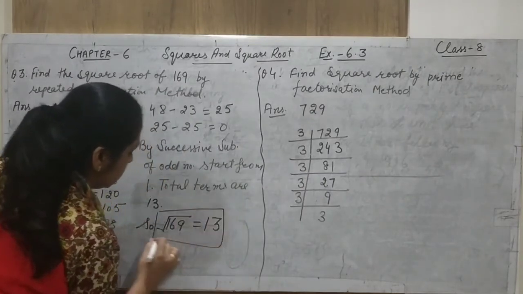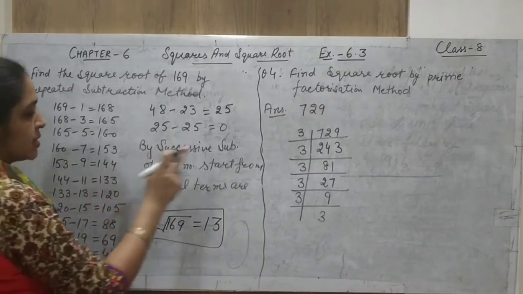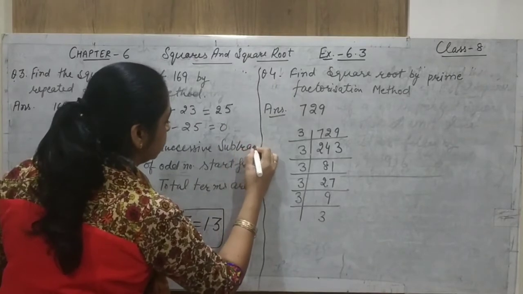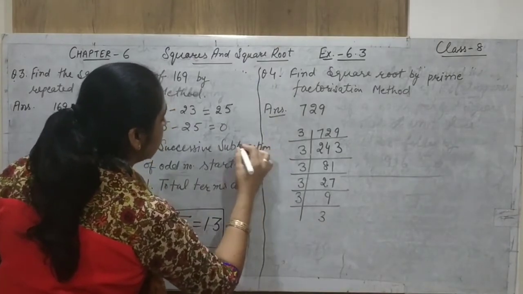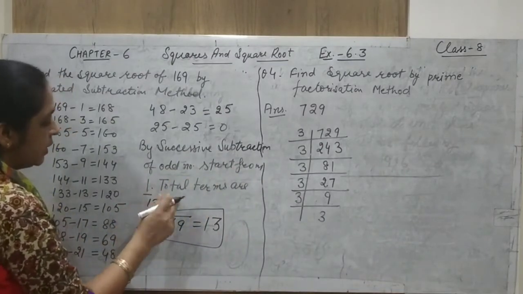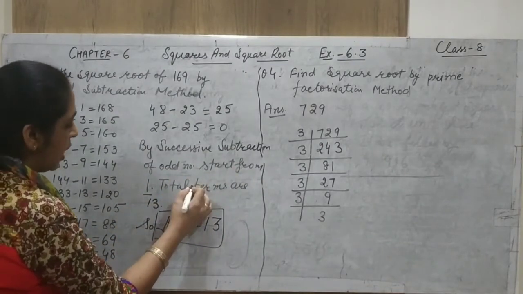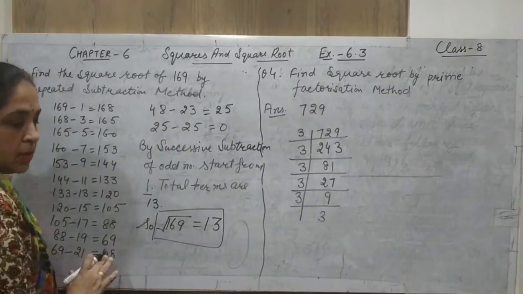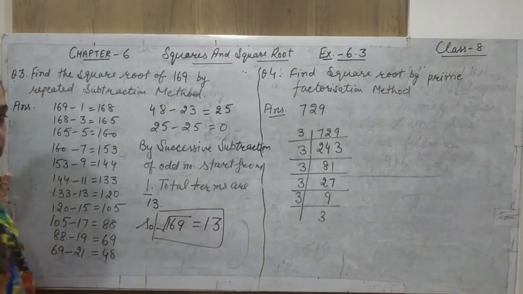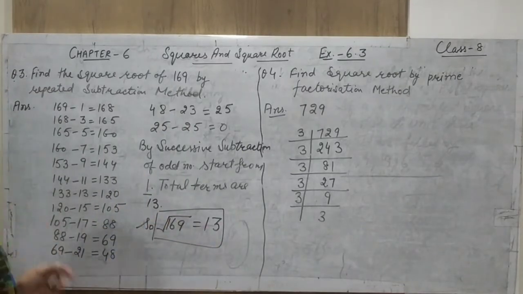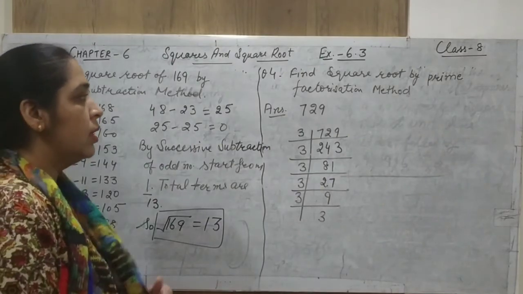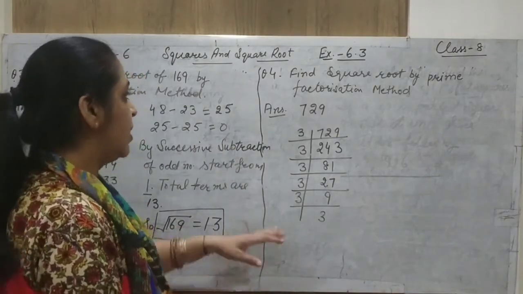This is the answer. So by successive subtraction, we complete it. Subtraction of odd numbers starting from 1. Alright, the total terms, the total count, is the square root of the given number. Next, the last question we do today. Further, you complete these questions and then we discuss further.